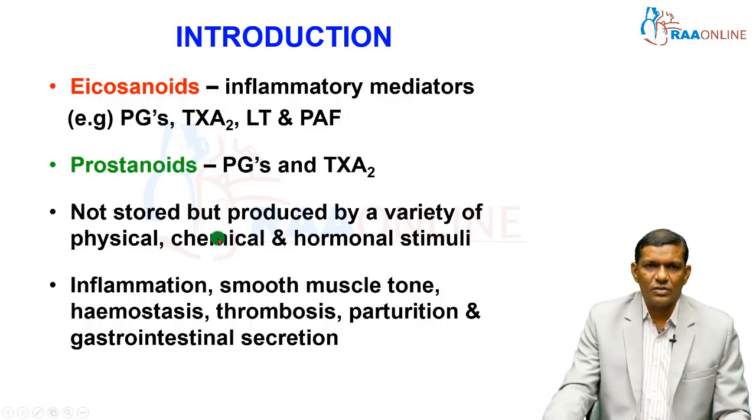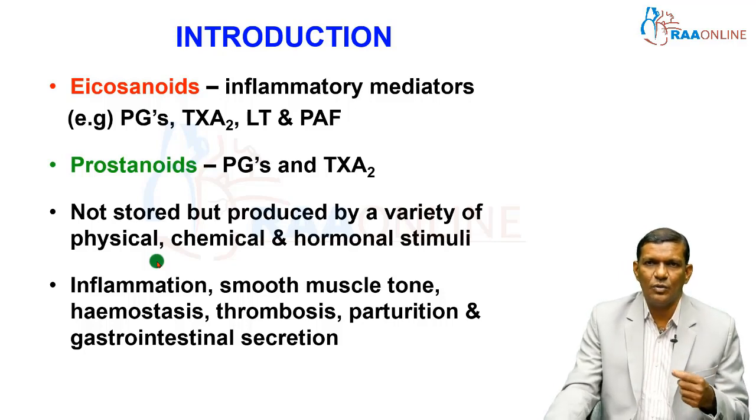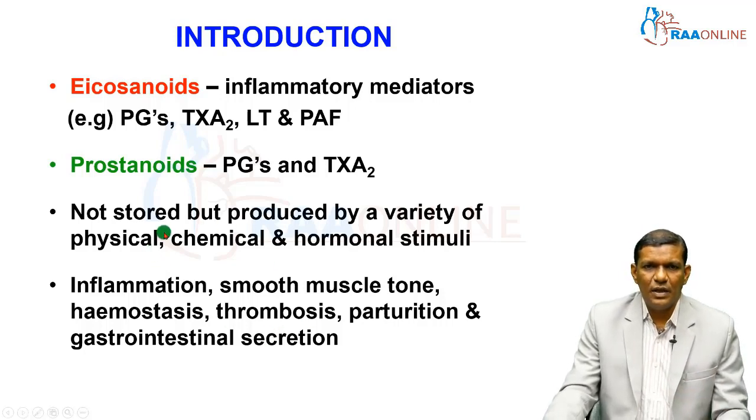These eicosanoids or prostanoids are not stored like hormones. For example, thyroid hormone is synthesized and stored, and some other mediators can be too. But these prostanoids are not stored; they are produced by a variety of stimuli, either physical, chemical or hormonal. They play a role in inflammation, which is the most important thing about these prostaglandins and leukotrienes. They also play a major role in regulating smooth muscle tone.